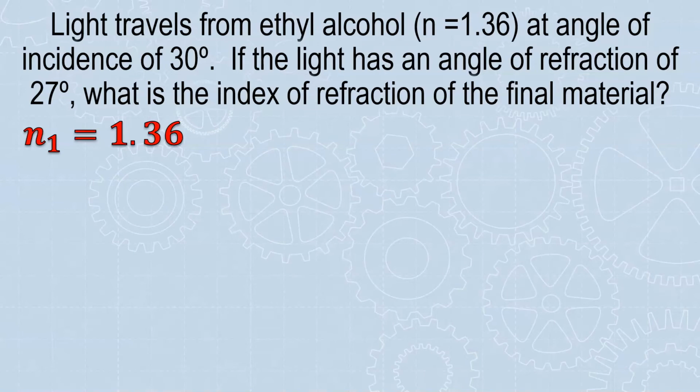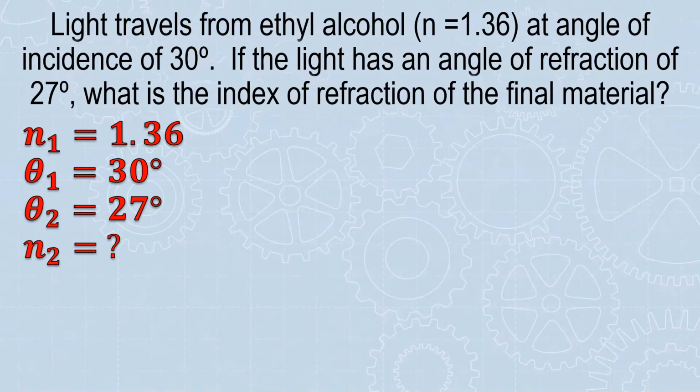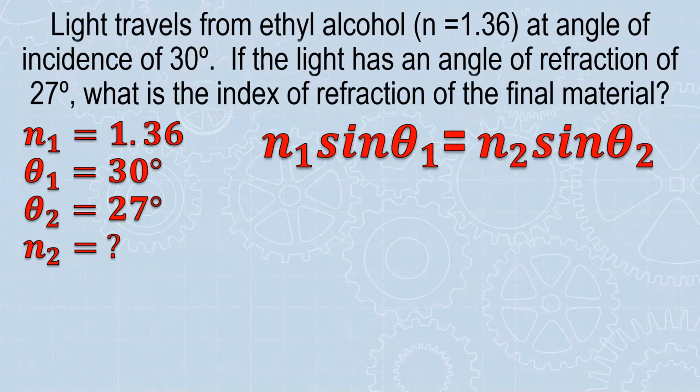We can write out our givens. Well, we know the initial material, the starting material's N is 1.36. We know the angle of incidence, which is theta 1, is 30 degrees. It refracts, the angle of refraction is 27 degrees, theta 2. We're looking for N2, the index of refraction of the second material, the material that we're going into. There's our equation. We know 3 of those.